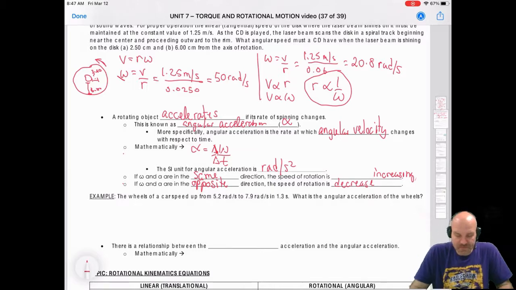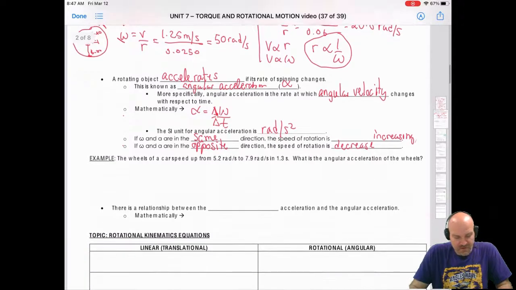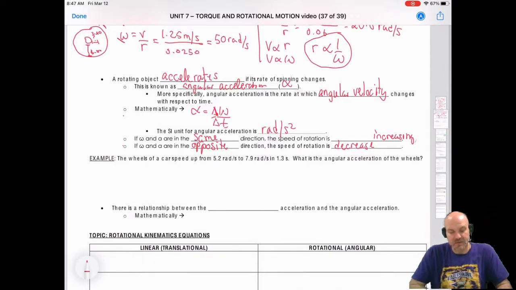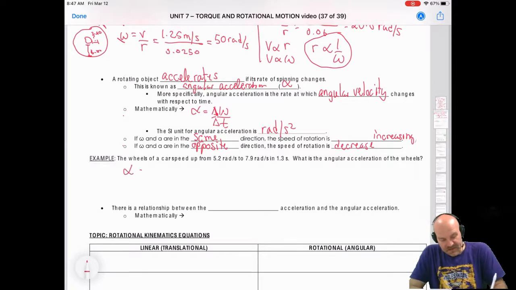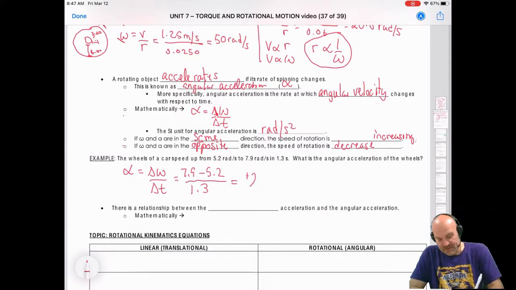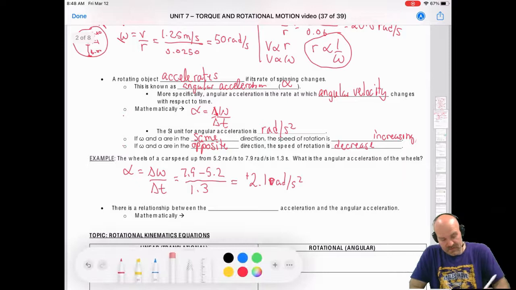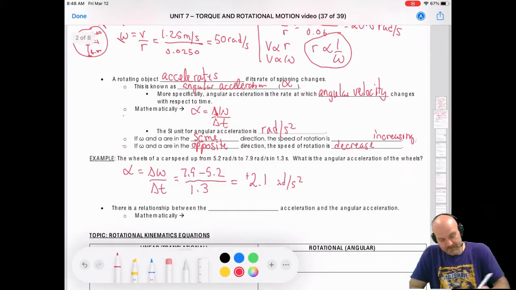So here's just an example problem. The wheels of a car speed up from 5.2 radians per second to 7.9 radians per second in 1.3 seconds. What is the angular acceleration of the wheels? Again, this is just a definitional problem. We're going to do change in omega over change in t, so it's going to be 7.9 minus 5.2 over 1.3. We're going to find that it's a positive 2.1 radians per second squared. And that looks like a v, so let me rewrite that.